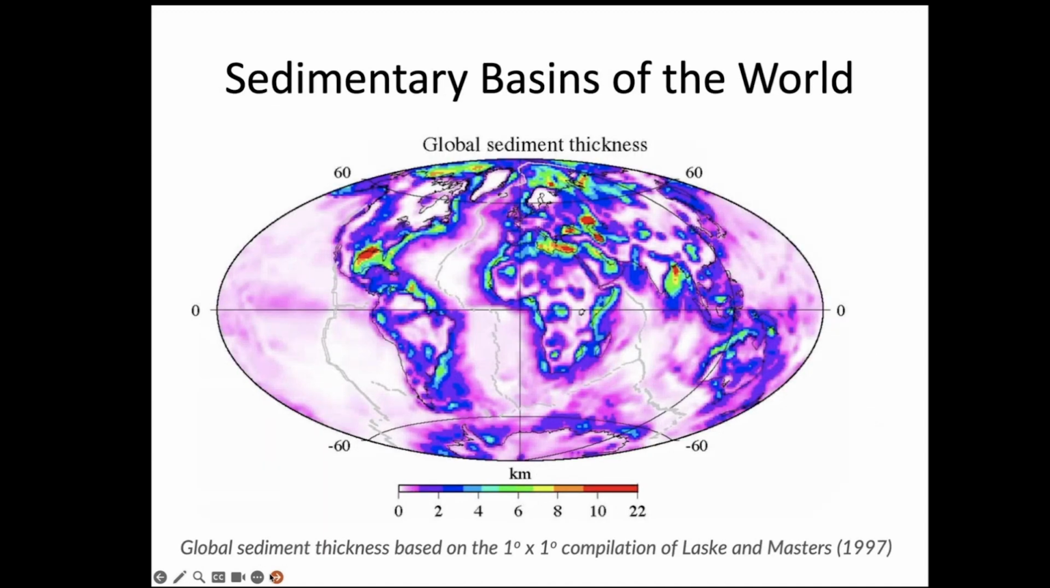So here's a map showing the sedimentary basins of the world. This is global sedimentary basin thickness, 0 to 22 kilometers. And you can see the big ones. There's the Gulf of Mexico, Eastern Mediterranean, Black Sea, Caspian Sea, Bay of Bengal. Those are the big ones. But you notice that there are significant sediment accumulations on all of the margins. These are the passive margins, which we'll be talking about later.